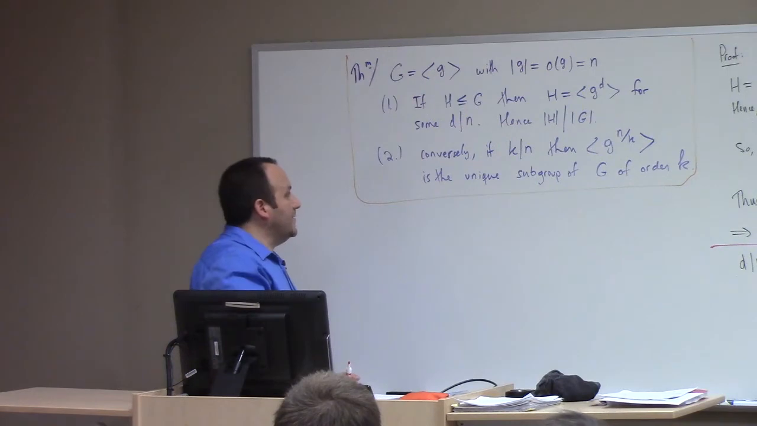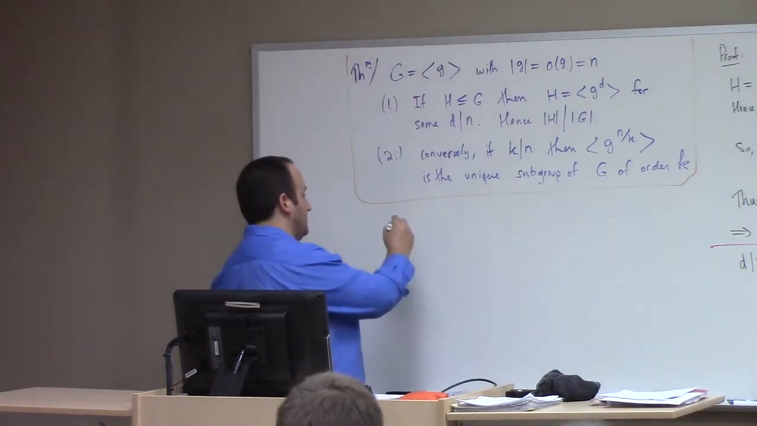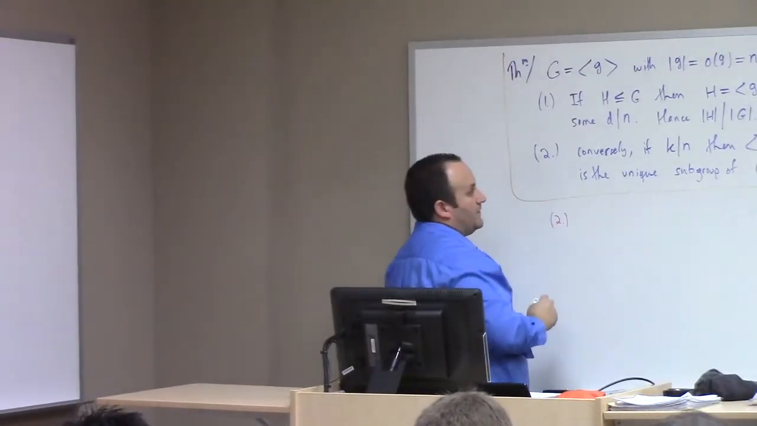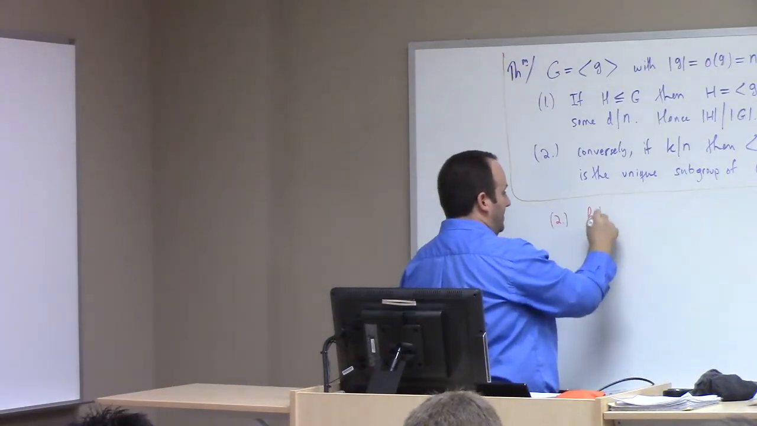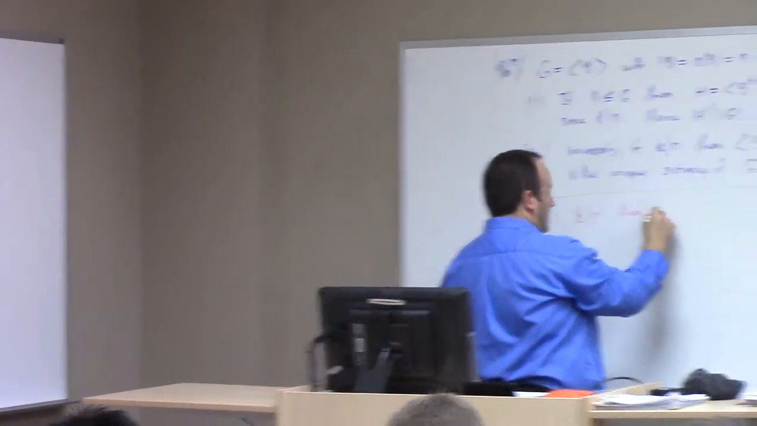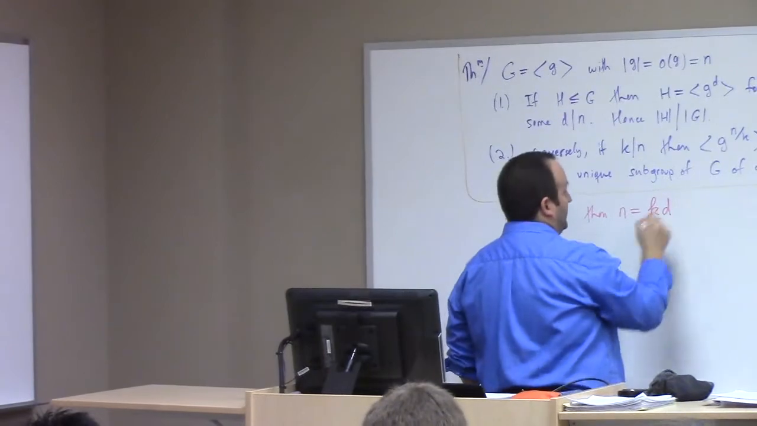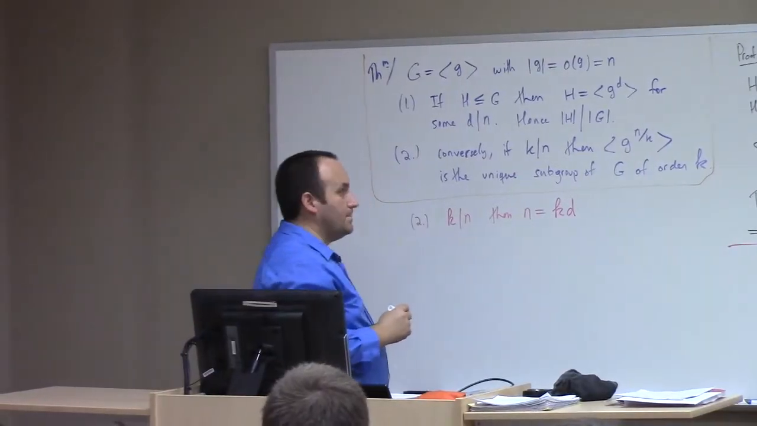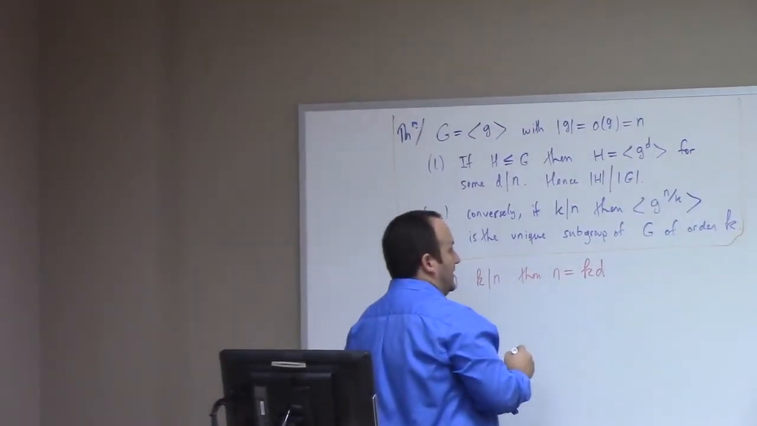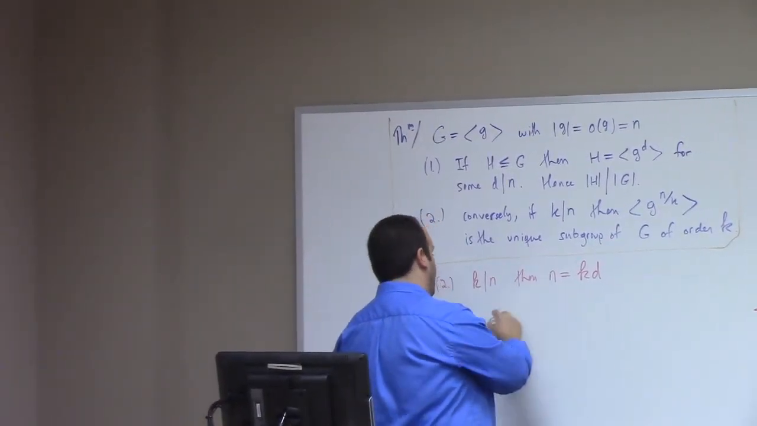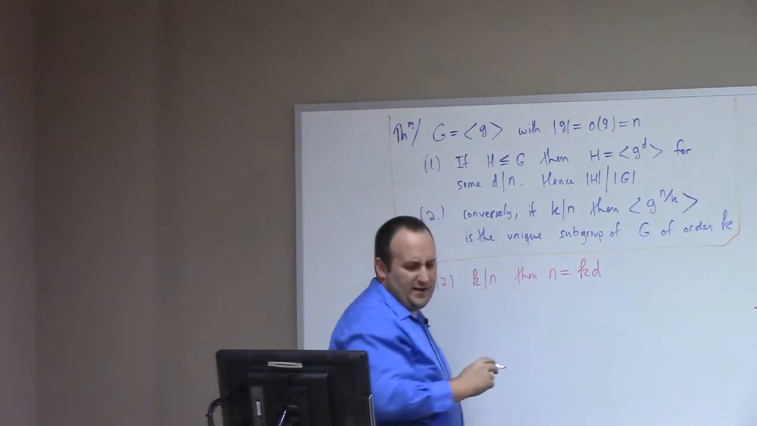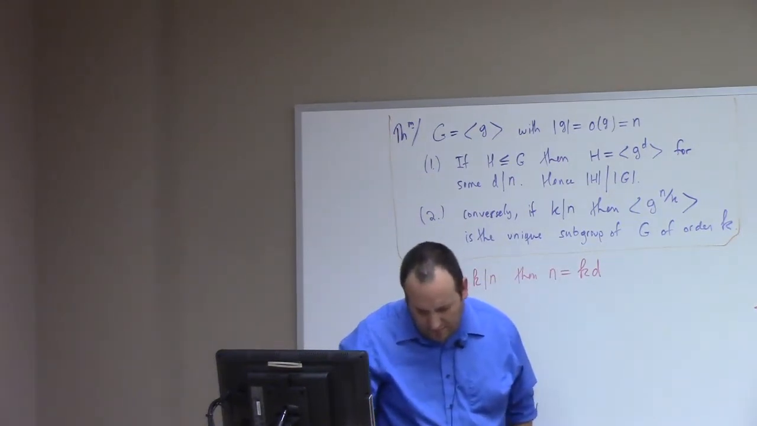Okay, how about number 2? If K divides N, then N is equal to KD for some D, right? So if I look at, I'm sorry.